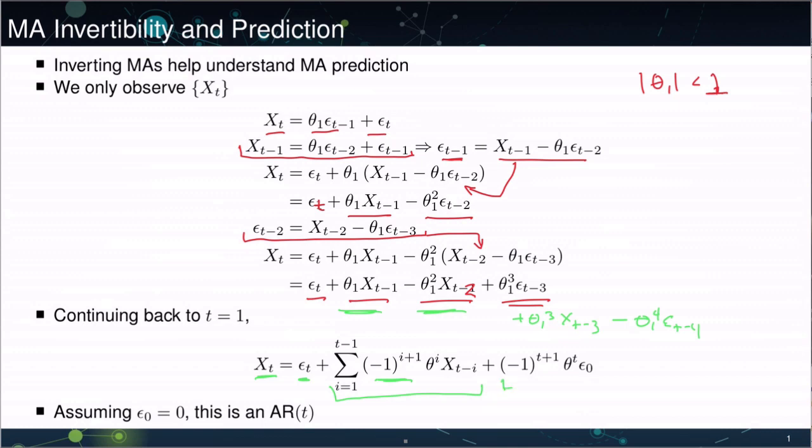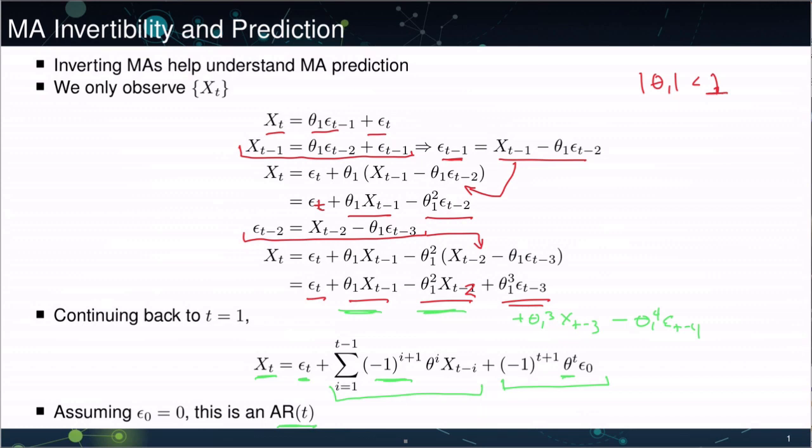And then finally, the last term is what happens to epsilon 0. You can see the most important part is it has theta to the t epsilon 0. So as long as t is modestly large, this term is going to be fairly unimportant. If we assume that epsilon 0 is 0, then we have an AR of order t. So in fact, when we want to construct the optimal forecast from an MA(1), it's actually equivalent to constructing the optimal forecast from an AR(t).